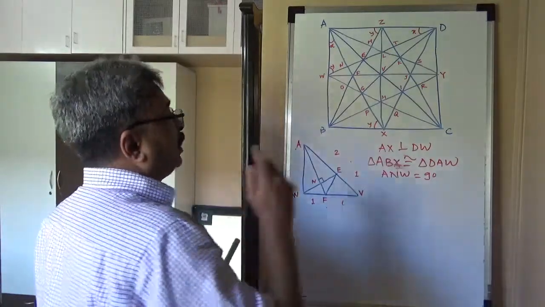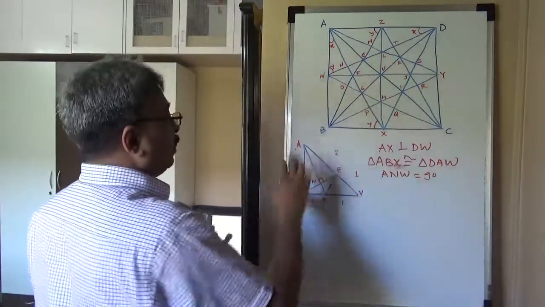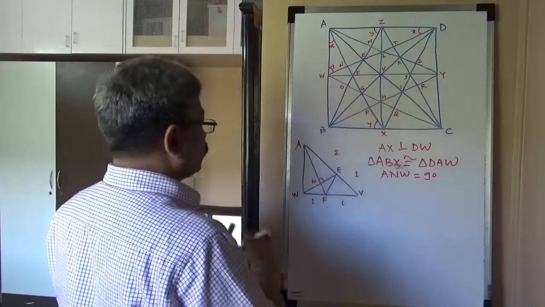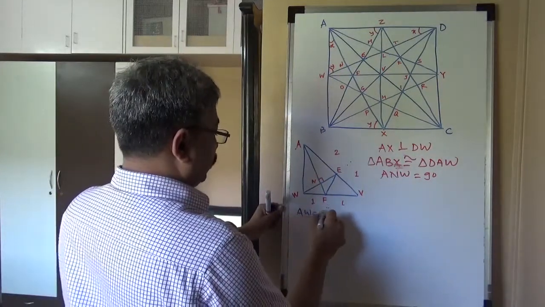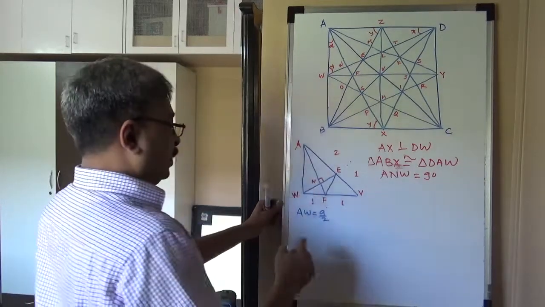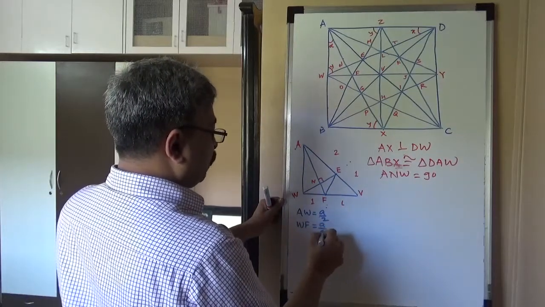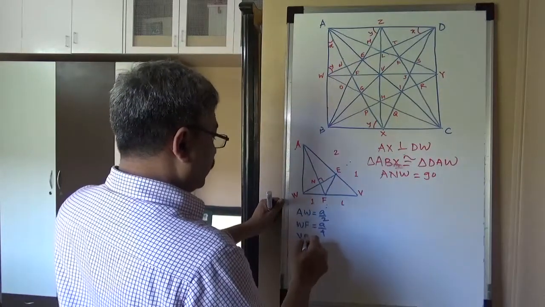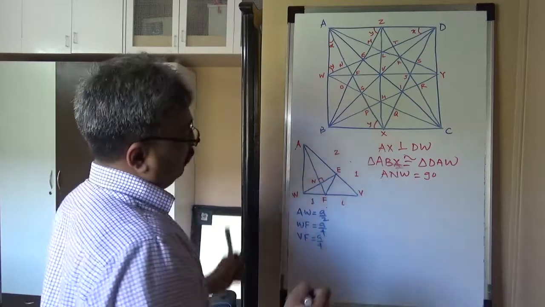Okay, so now it is given that the side of the square AB is a, therefore AW is going to be a by 2. Let us list: AW is a by 2, right? WF is going to be a by 4. WF is a by 4. VF is also a by 4. This is also a by 4.